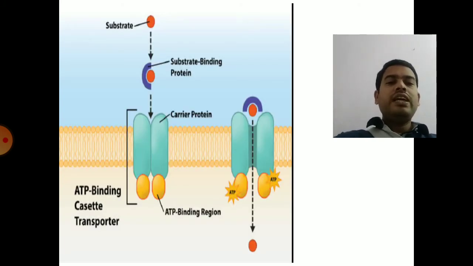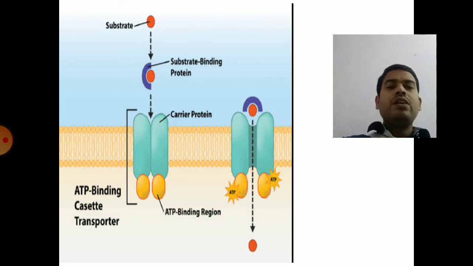The next one is ABC cassette transporters. You can clearly see the ATP binding cassette transporter on the plasma membrane. The solute particles are the substrate.